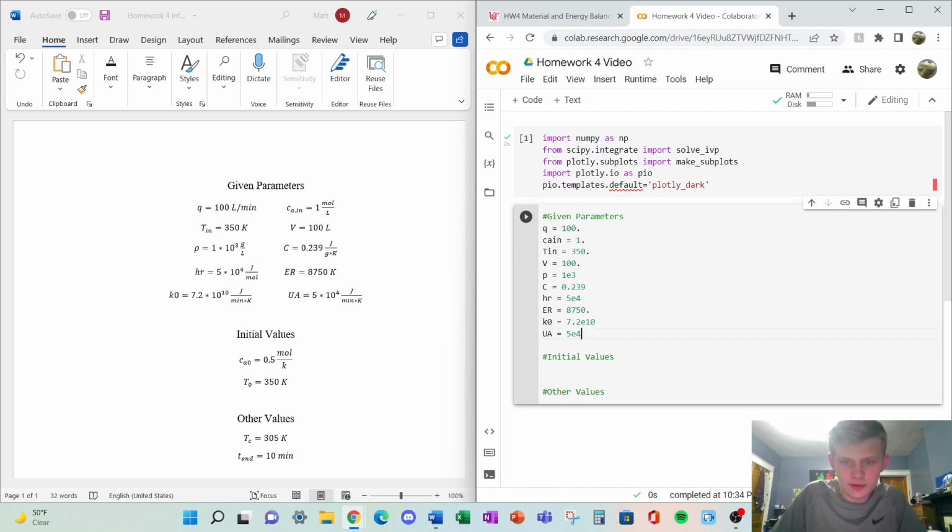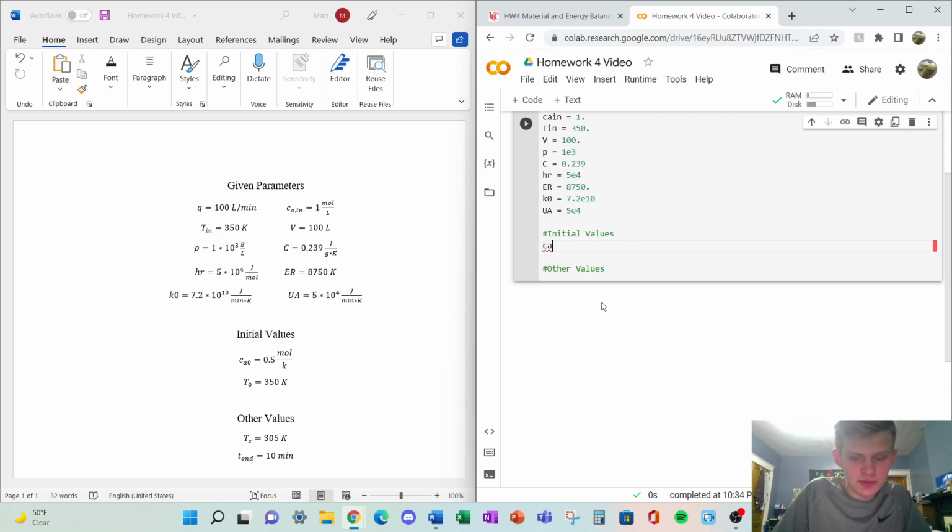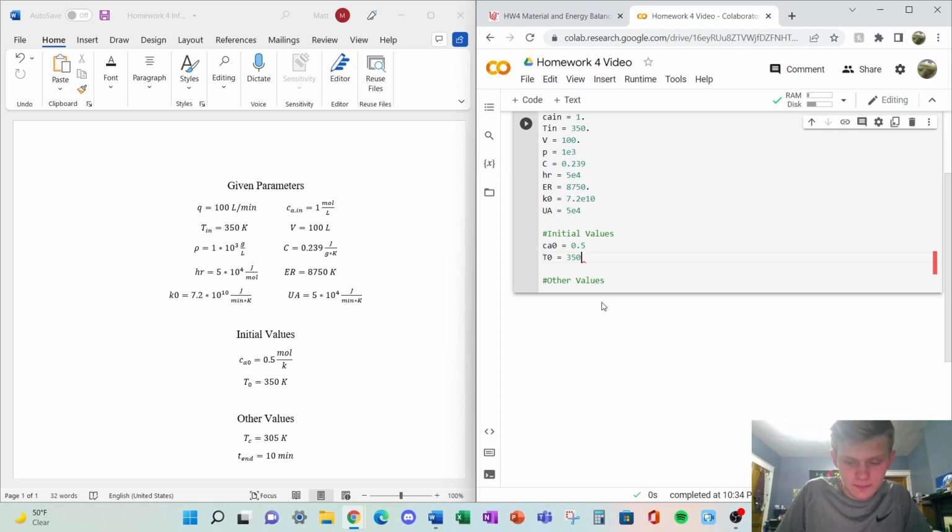These are our values. And then we'll have our initial values, which will be our starting concentration, excuse me, and our starting temperature, which will then be 350.